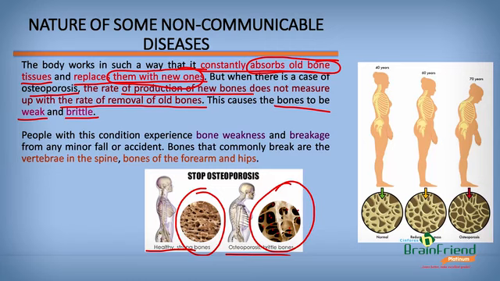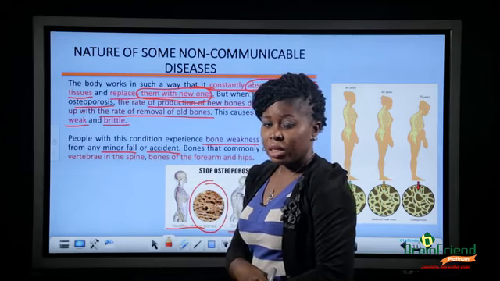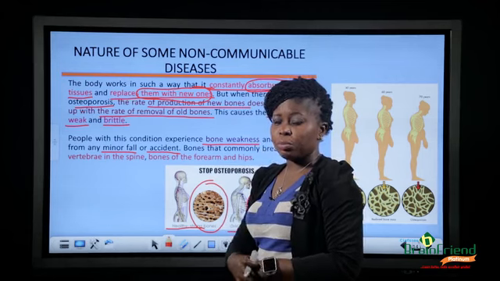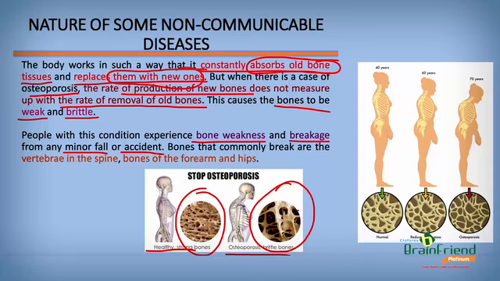Now, people with this condition, osteoporosis, experience what we call bone weakness and breakage from any minor fall or accident, because their bones are already weak. Any little thing that happens to them, the bone breaks. They easily have fractures. Bones that commonly break are the vertebrae in the spine, bones of the forearm, and bones of the hips. So we can see how the chances of people developing osteoporosis increase with age.